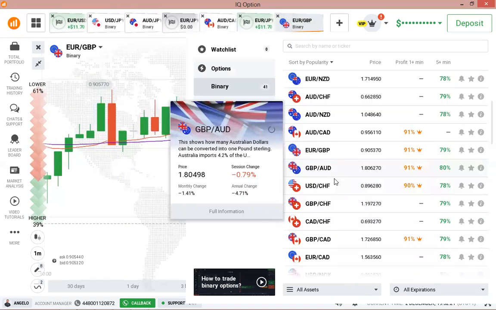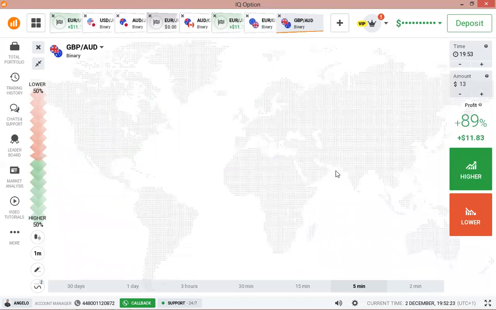These areas can also be areas of continuation. It's not all the time that when the market comes to an area of support or resistance it will reverse. The market can still continue from there.